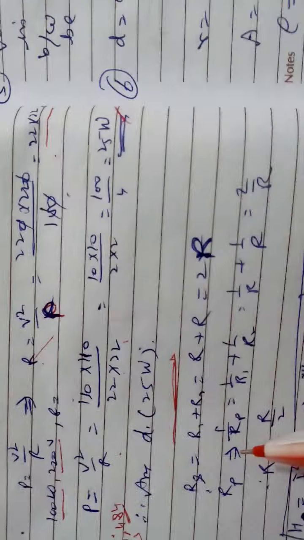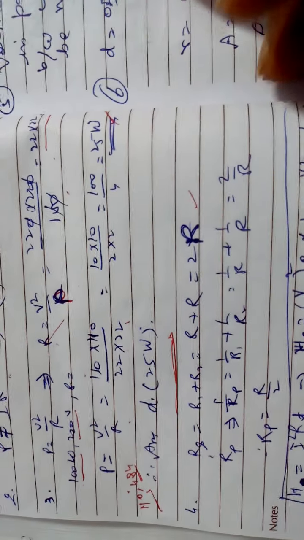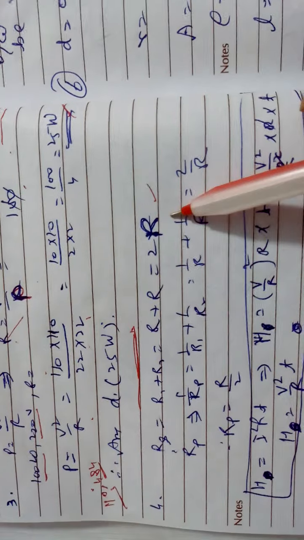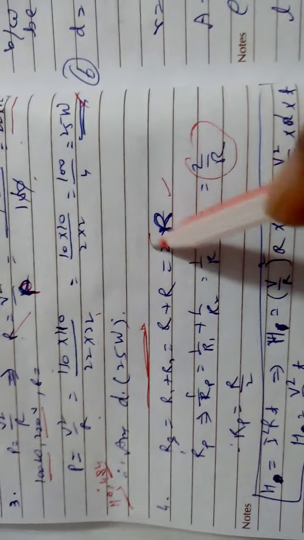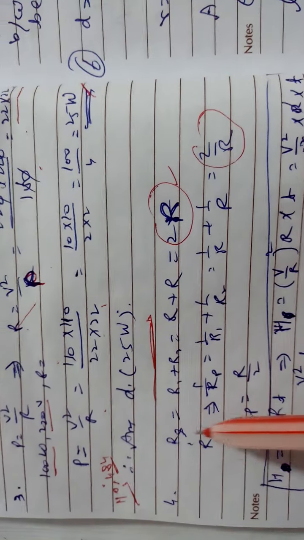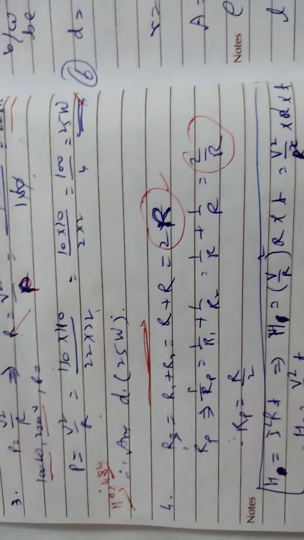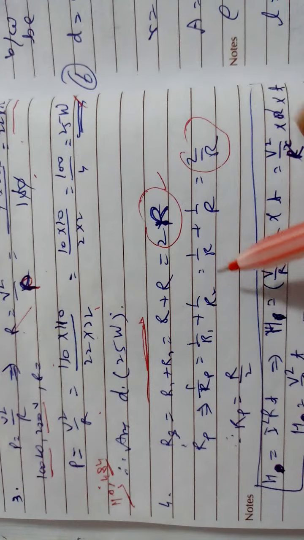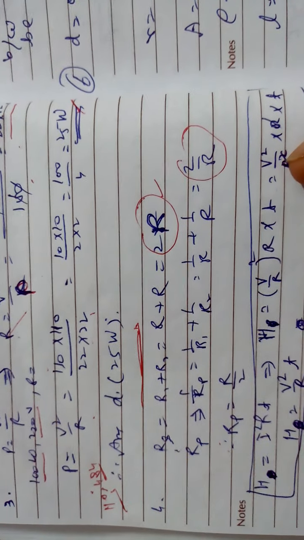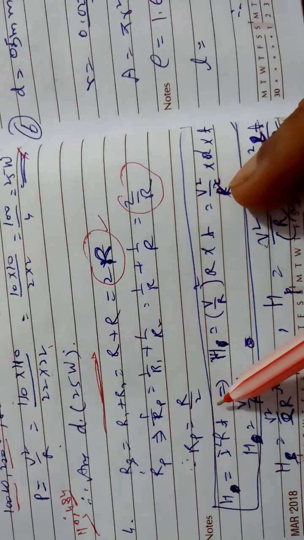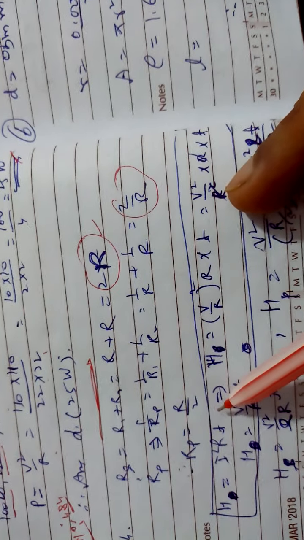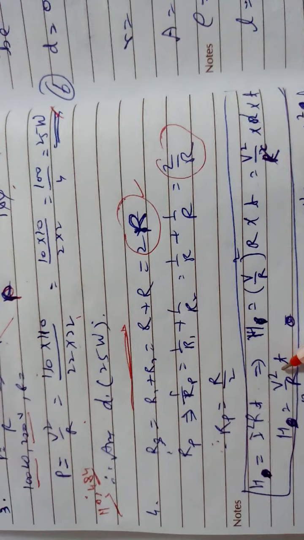First of all you apply the formula. Resistance in series, what is the resultant? Both are equal, so the resistance will be 2R. In parallel, the resultant is R by 2. By applying the series and parallel formulas, we get R in series and R in parallel. So the heat produced is I square RT. What is your question? Heat produced is equal to I square RT formula.